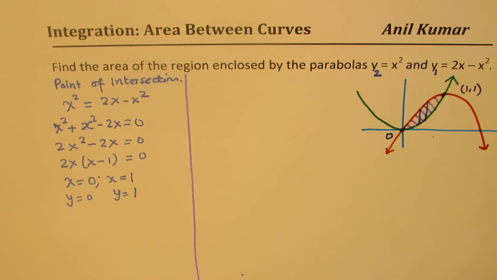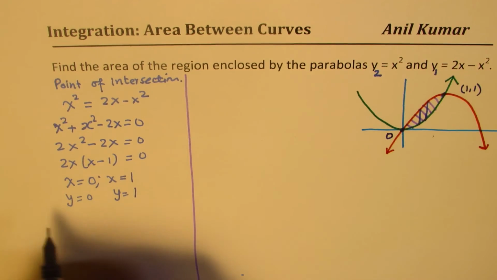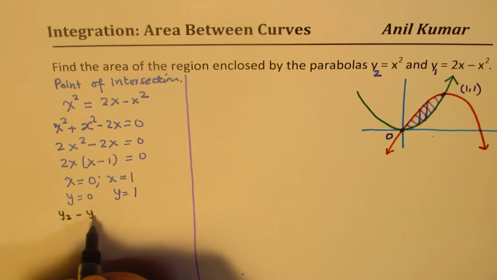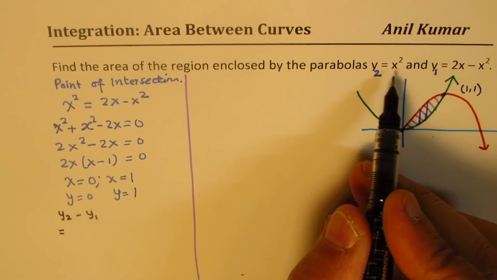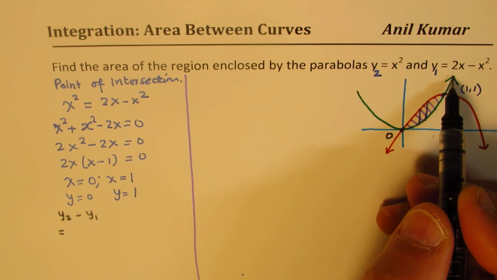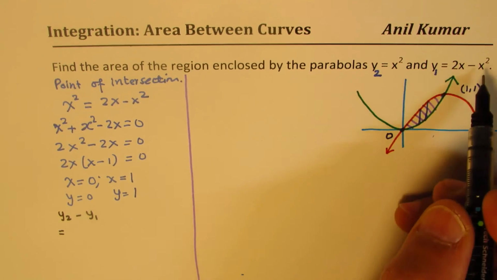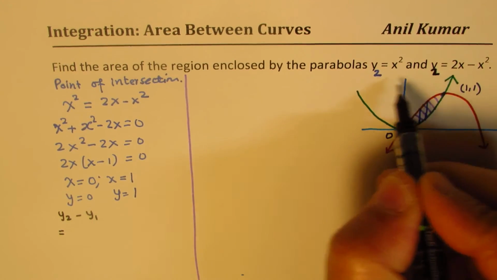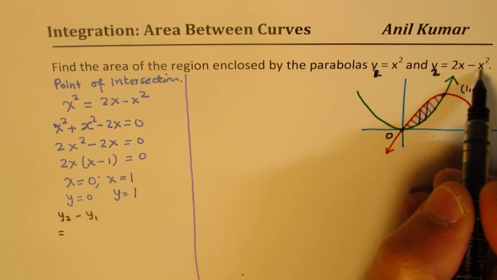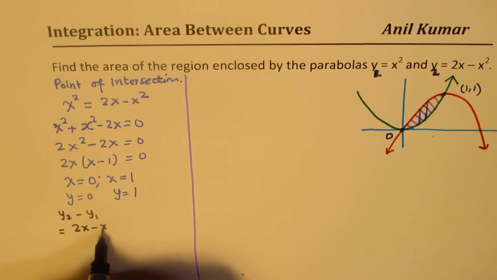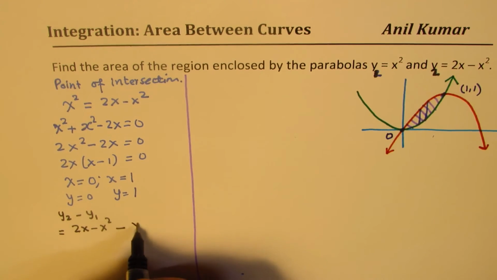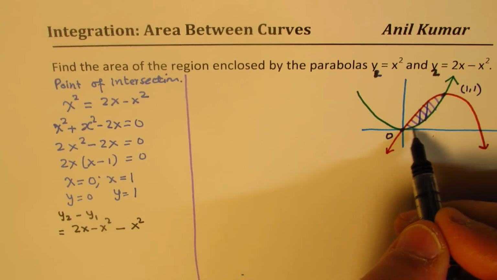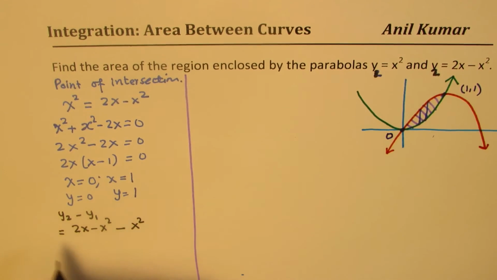So let's find the difference between y2 and y1. Okay, so actually we have to take from this one which is going downwards. Let me call this y2, this is y1. So 2x minus x square minus x square will give us the region in between the two curves, right? So that region is 2x minus 2x square.